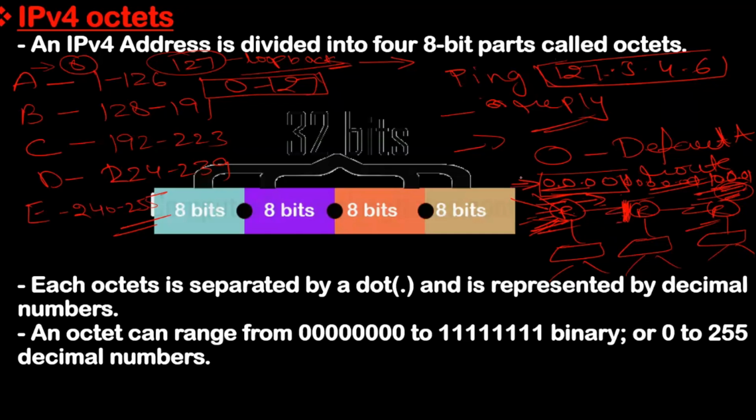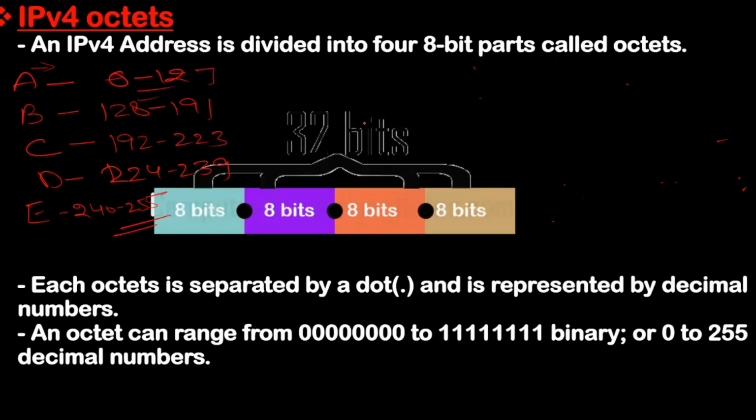So this 0 is used for the default route. When we do the routing, maybe tomorrow, we will see how we can add this 0.0.0.0 in the router. I will show you that. But for now, this 0 is used for the default route.